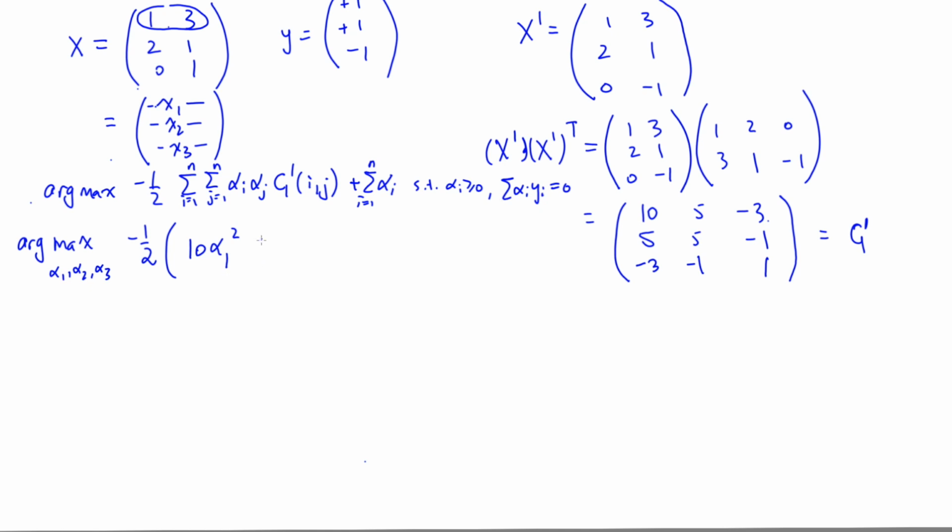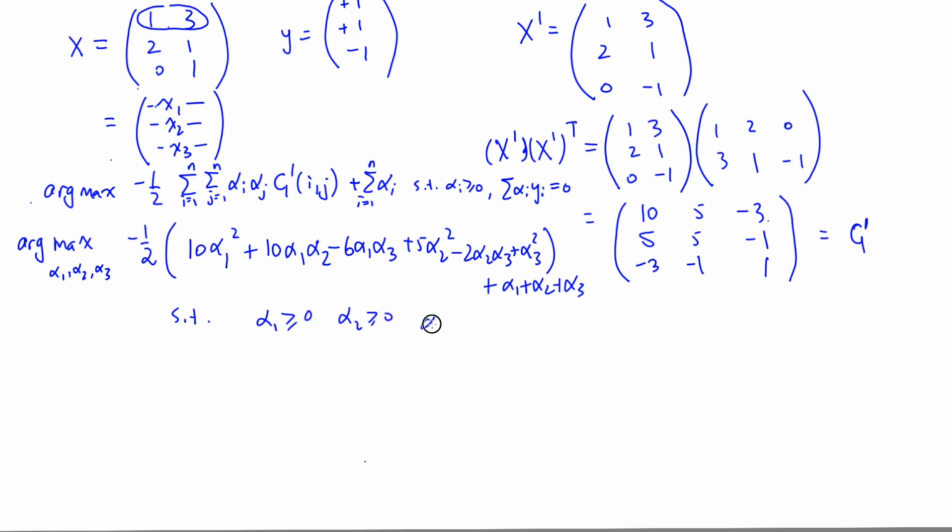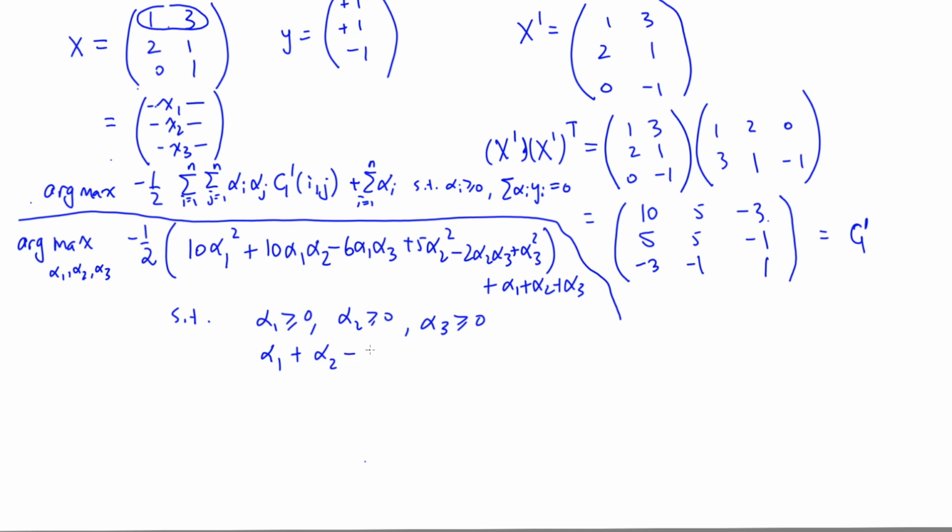Okay, so I want to rewrite this in terms of our problem. The first term has i equals 1, j equals 1, so this is alpha 1 squared, and the coefficient g prime 1,1 in the g prime matrix is 10. So this is 10 alpha 1 squared, plus, and I'll leave this for you to work out, you get 10 alpha 1 alpha 2, minus 6 alpha 1 alpha 3, plus 5 alpha 2 squared, minus 2 alpha 2 alpha 3, plus alpha 3 squared, plus alpha 1 plus alpha 2 plus alpha 3, subject to alpha 1, alpha 2, alpha 3 each greater than or equal to 0, and the condition alpha 1 y1, which is just 1, plus alpha 2 y2, which is just 1, minus alpha 3 equals 0. This is the sum of alpha i yi equals 0 condition.